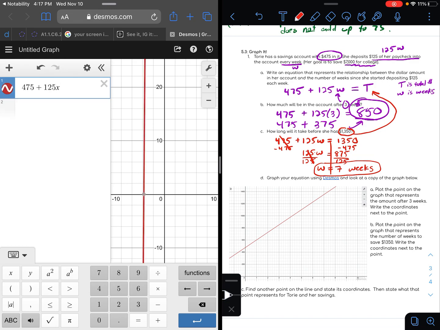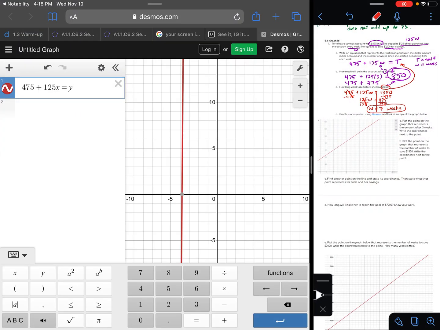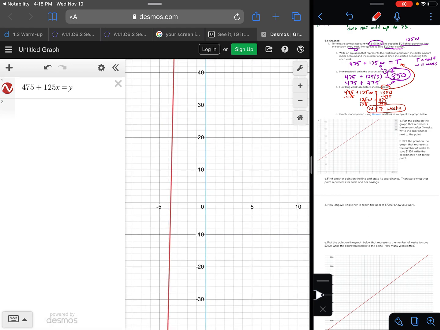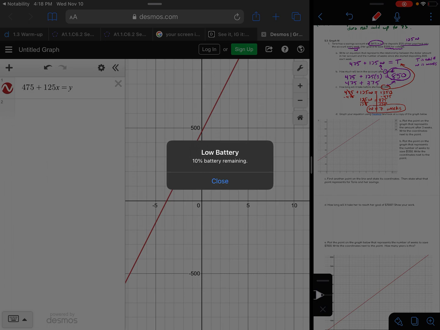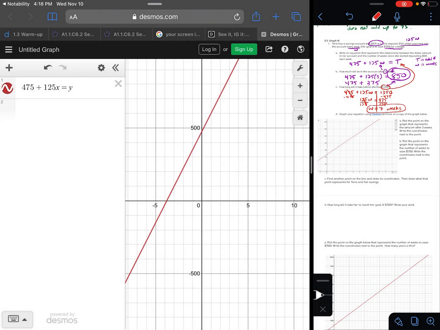I'm going to use X instead of W, and then equals T, and I'm going to use Y for our line here. All right. So I got a really weird looking line that almost looks vertical. Part of the reason is because my window is way off on this, so I might just need to squeeze my graph a little bit here.